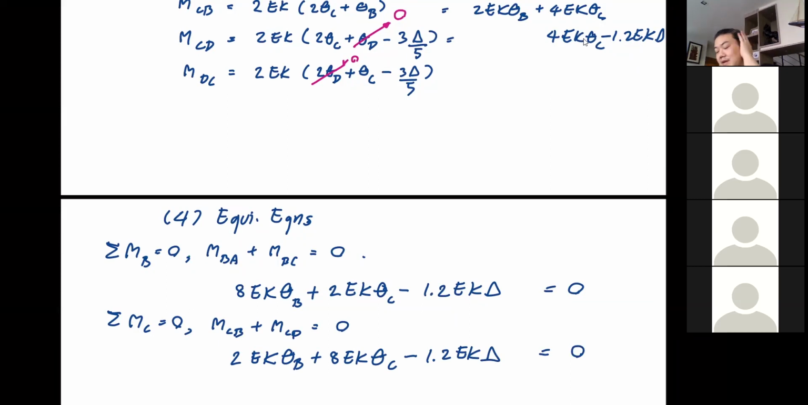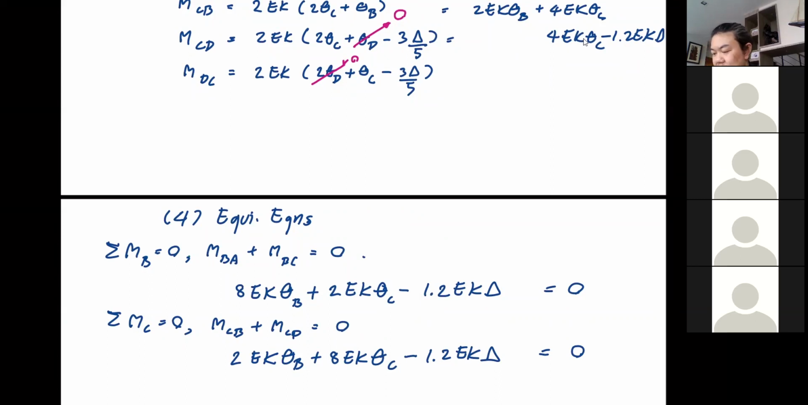Now another one would be troublesome. You should notice one thing. When we are trying to solve rotation, we use the moment equation, correct? So when we are trying to solve displacement, what equation should we use? Is there any equation left that we can use?